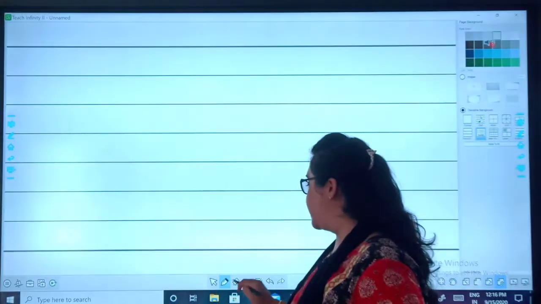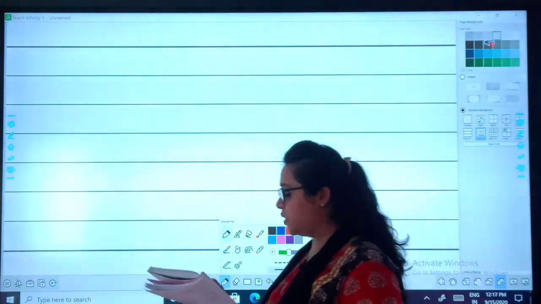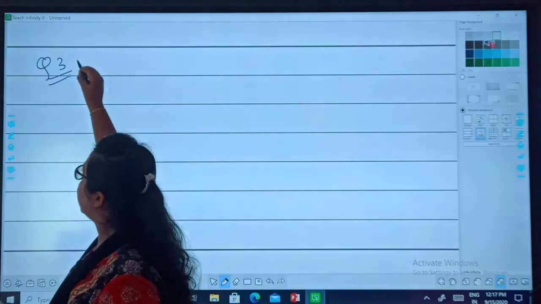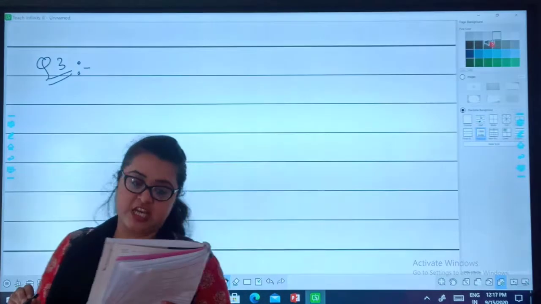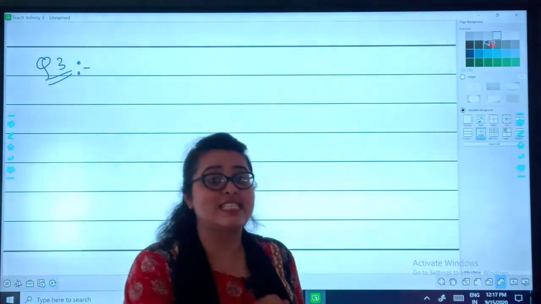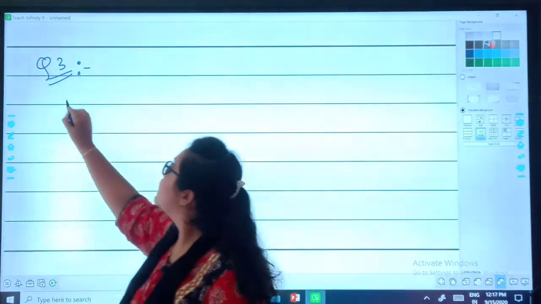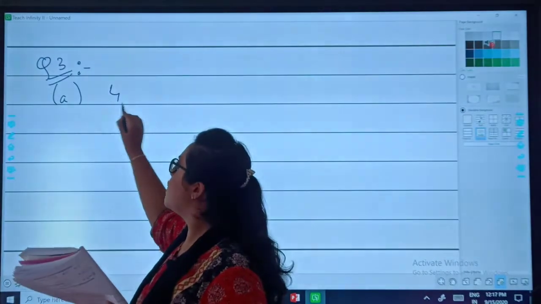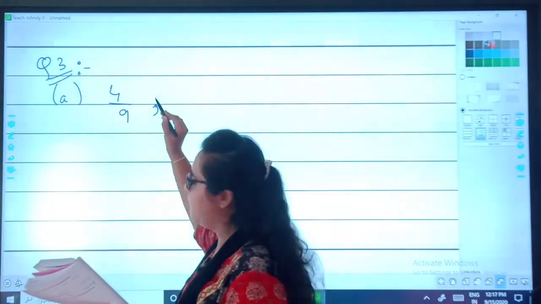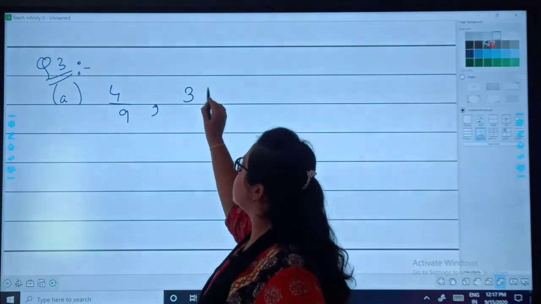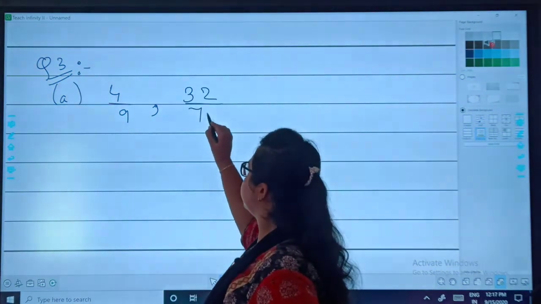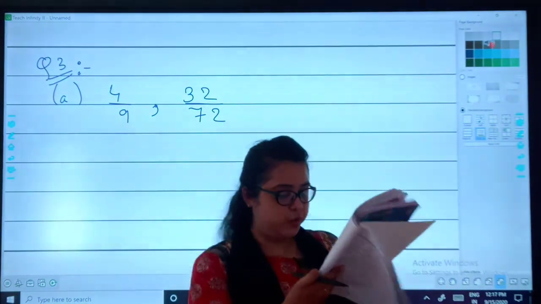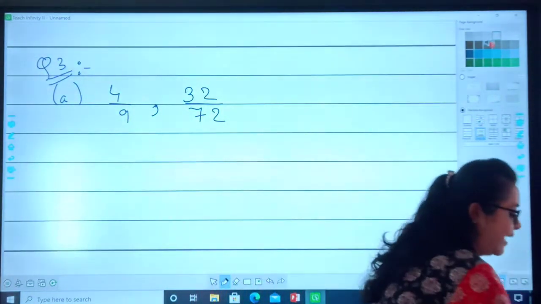Our question number 3 is, in question number 3 we are supposed to check whether they are equivalent or not. They are so easy students, these type of sums are my favorite. In school days I used to solve this type of sums a lot. See, my first question is 4 upon 9 and then is 32 upon 72. Okay, so what I will be doing? I will be cross multiplying this type of sum.